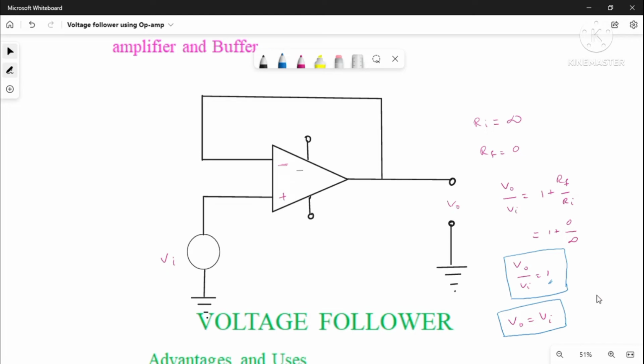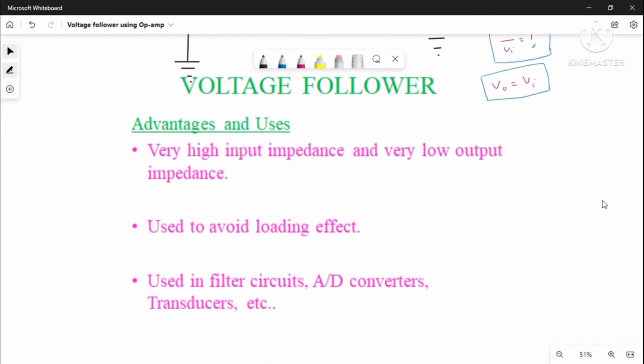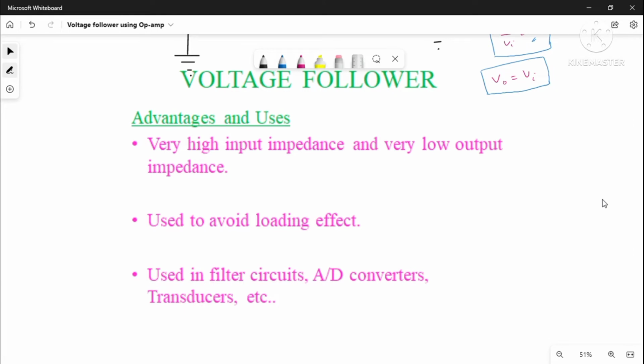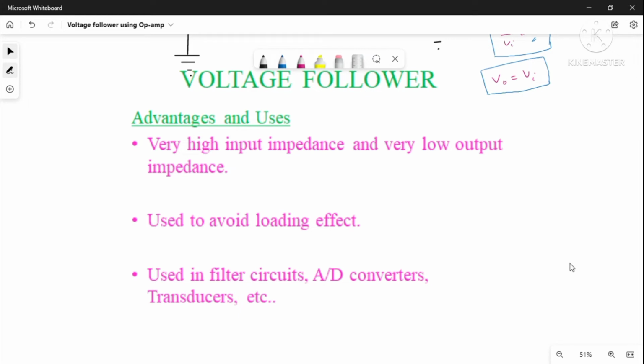When there is no difference between the amplitude and phase of the input and output signal, you may have a question of why the voltage follower is required. To answer you, the advantages and uses of voltage follower are, the very basic thing, very high input impedance and very low output impedance. This is used to avoid loading effect. The application of voltage follower can be found in filter circuits, analog to digital converters and interfacing transducers, etc.